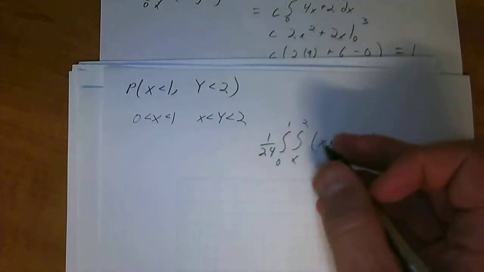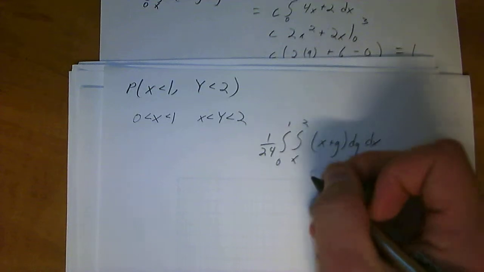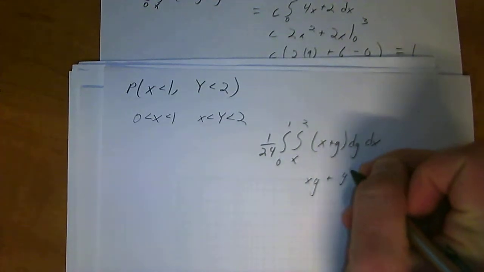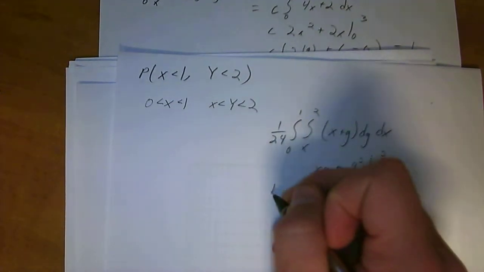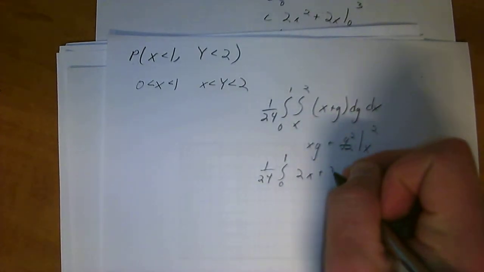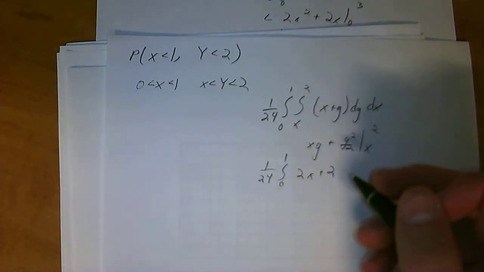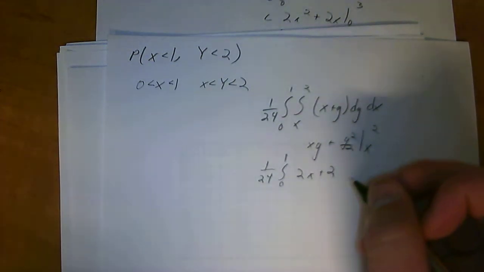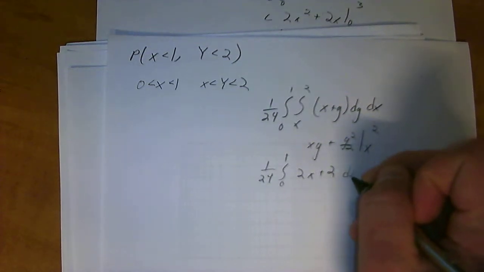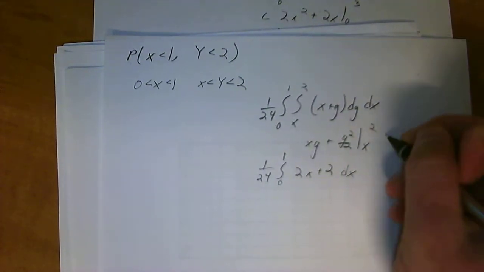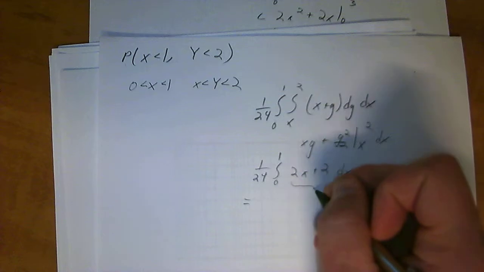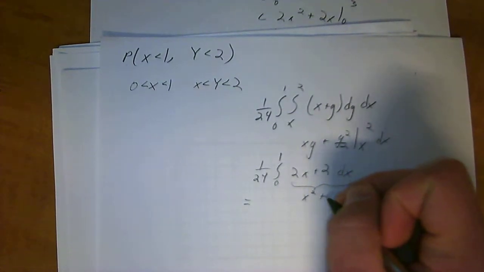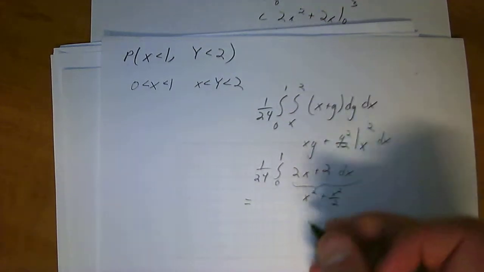Okay, so if you go ahead and do this, then I'm just going to do the inside. You're going to get xy plus y squared over 2 from x to 2, solving that out, you end up with 1 over 24, integral from 0 to 1 of 2x plus 2 minus... I know I'm not showing a lot of detail on this, but the integration you should be able to do, which then goes dx, which is then equal to, well, this part goes to x squared plus x squared over 2.